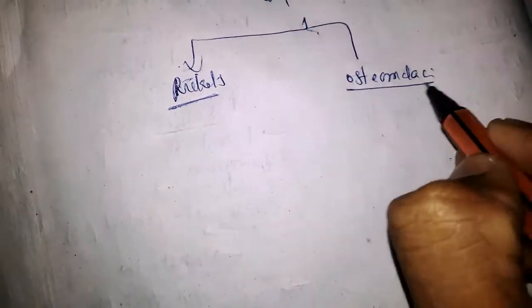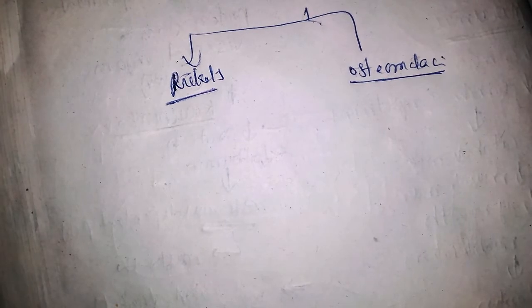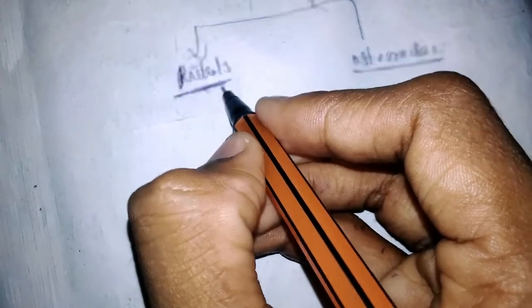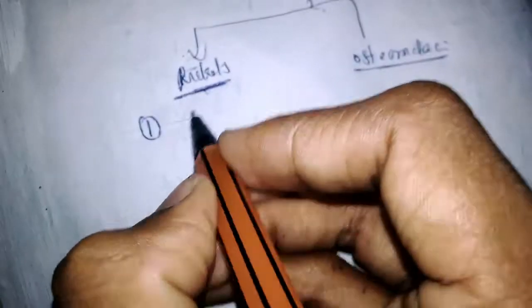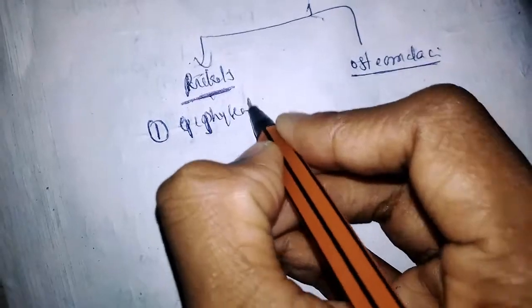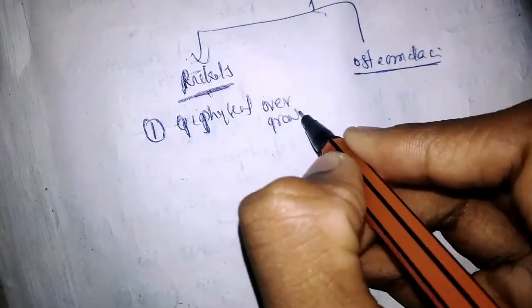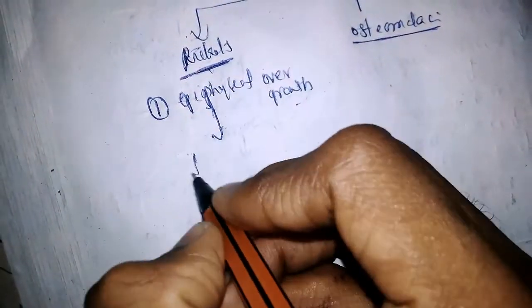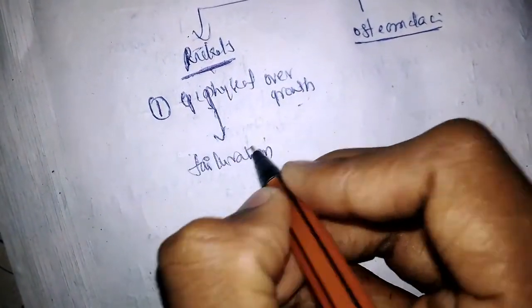Rickets is mainly due to vitamin D deficiency in children, whereas osteomalacia is due to vitamin D deficiency in adults. The main changes, or the main events, that are responsible for skeletal changes: one is epiphyseal overgrowth. This epiphyseal overgrowth is mainly due to failure of mineralization.